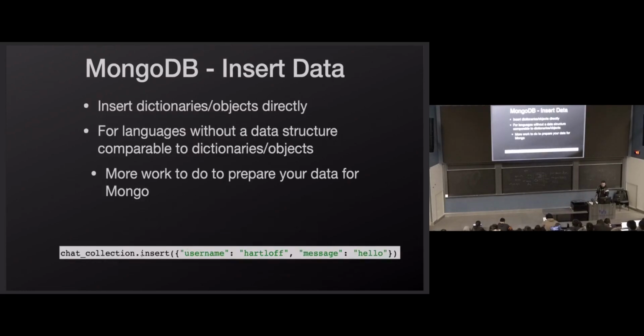And with our collection, if we want to insert data, we just throw, in this case, a Python dictionary in there. And that dictionary is going to be stored in the collection as a BSON object. So we're just going to throw our document in there, in this case a dictionary, and it stores it for us.